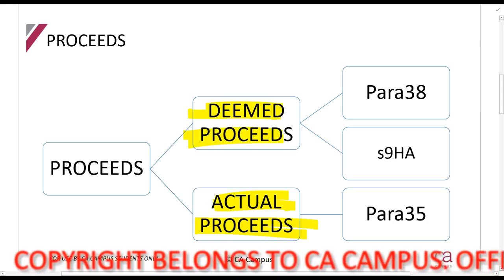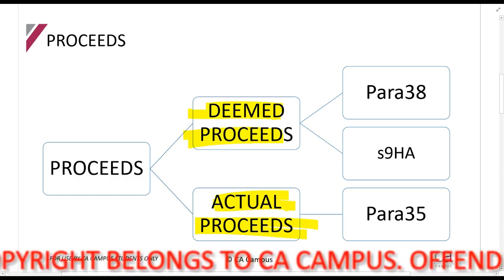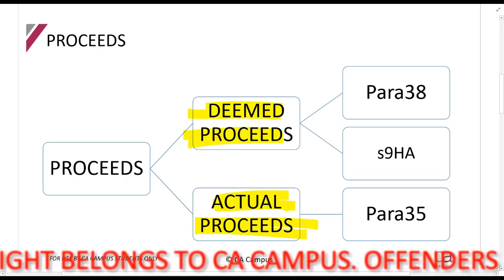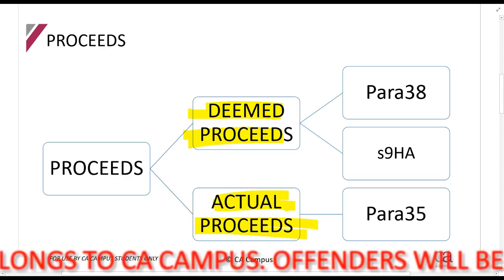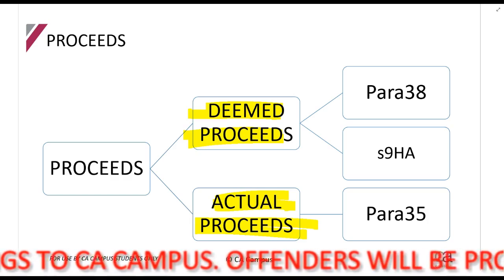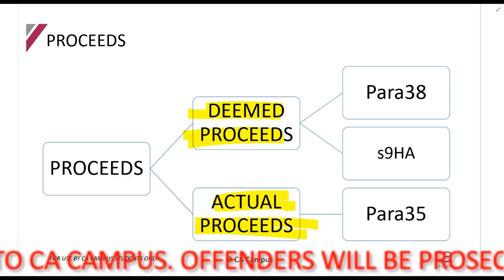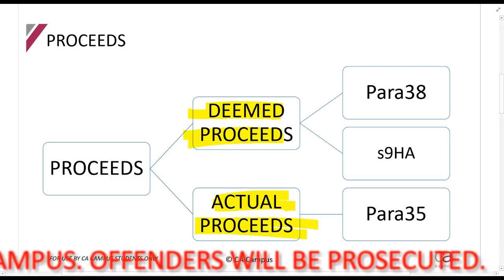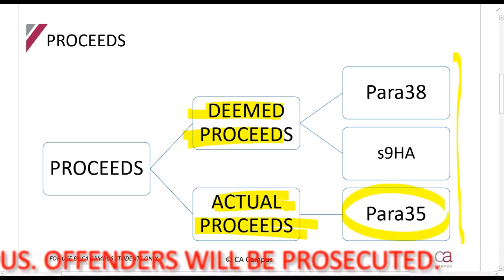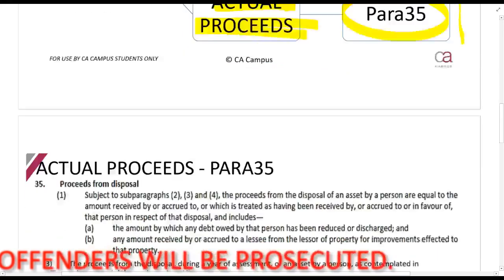Now, deemed proceeds is again a situation where it's not the actual proceeds, and the amount that you will use is not the actual proceeds. So in other words, it's an amount which they will then say, we deem it to be the following amount. Okay, so these are the sections that are applicable. We're going to start with paragraph 35.